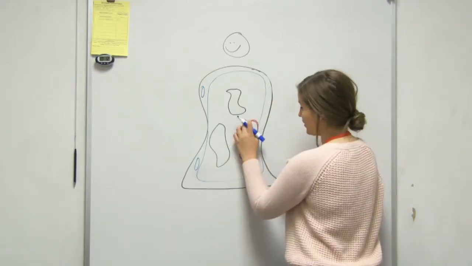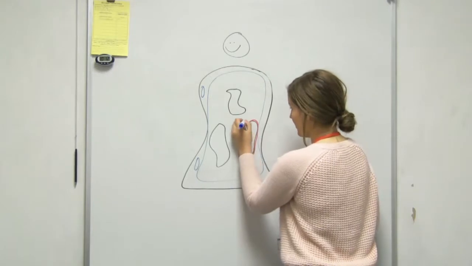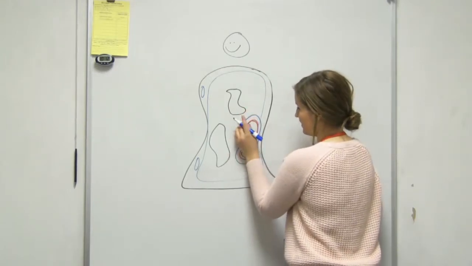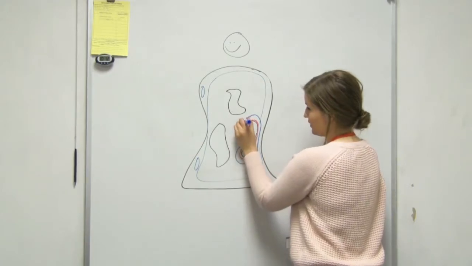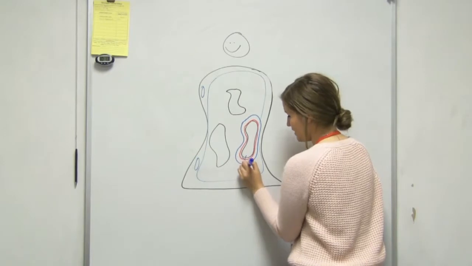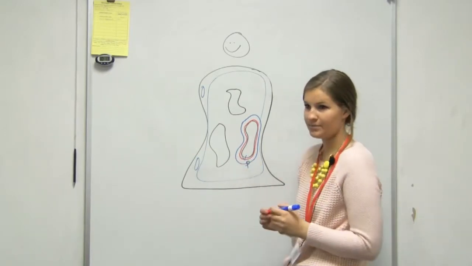So you have your visceral peritoneum, and then you'll have a cavity. And then this one right here will be your parietal peritoneum. So visceral is always closest, and parietal is always farthest away.